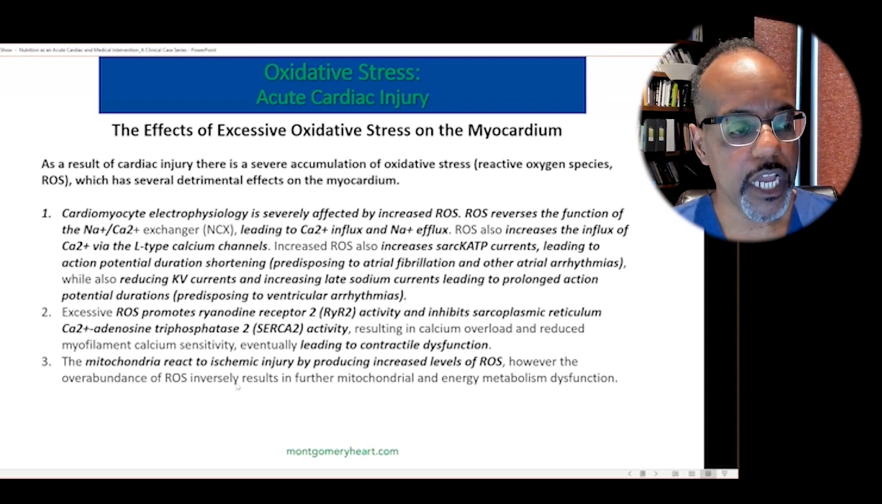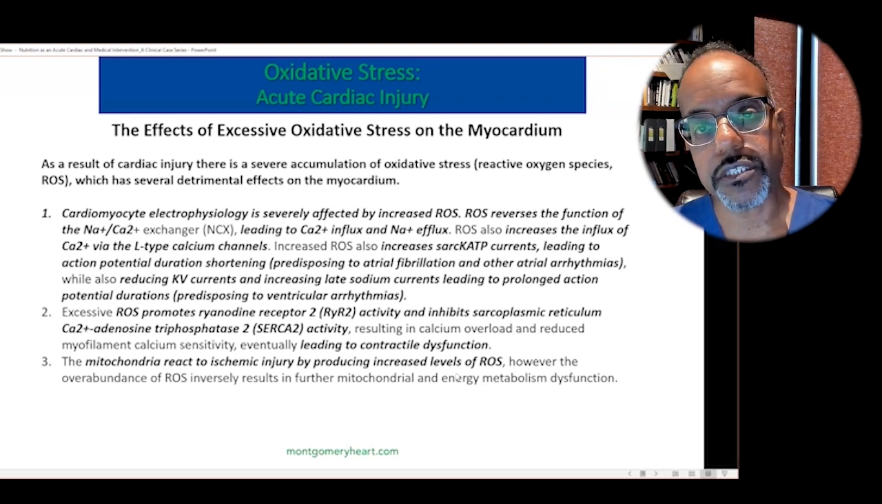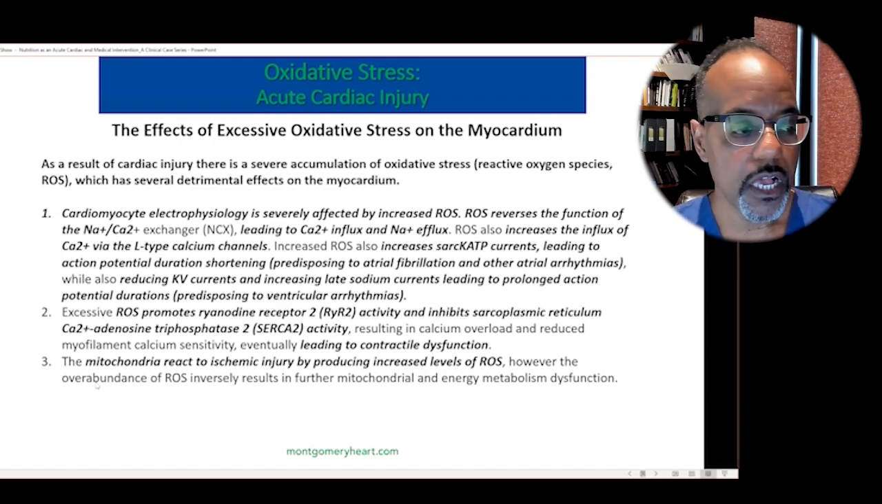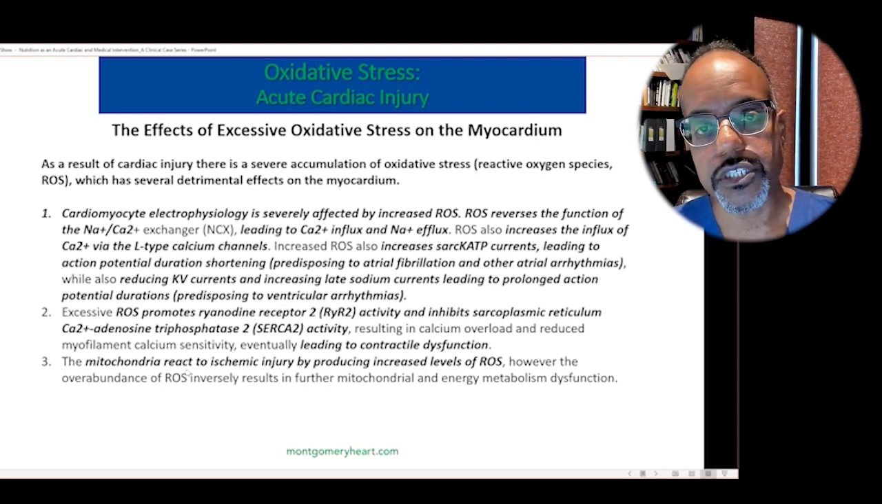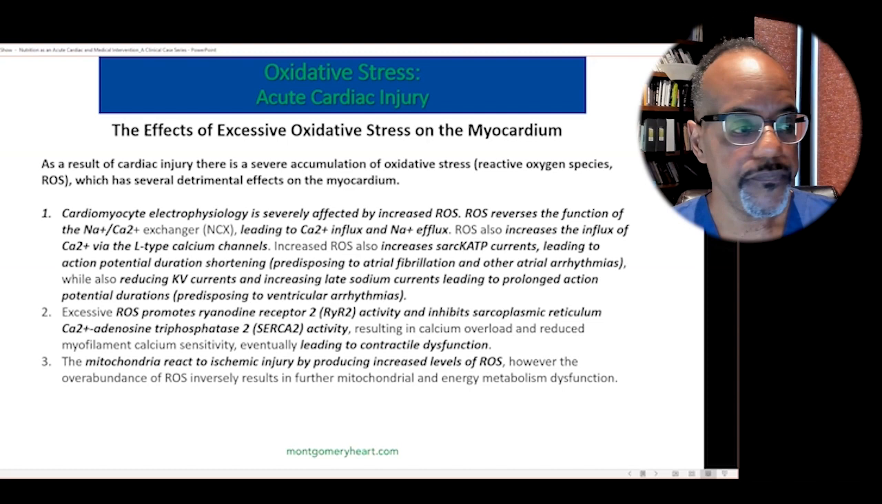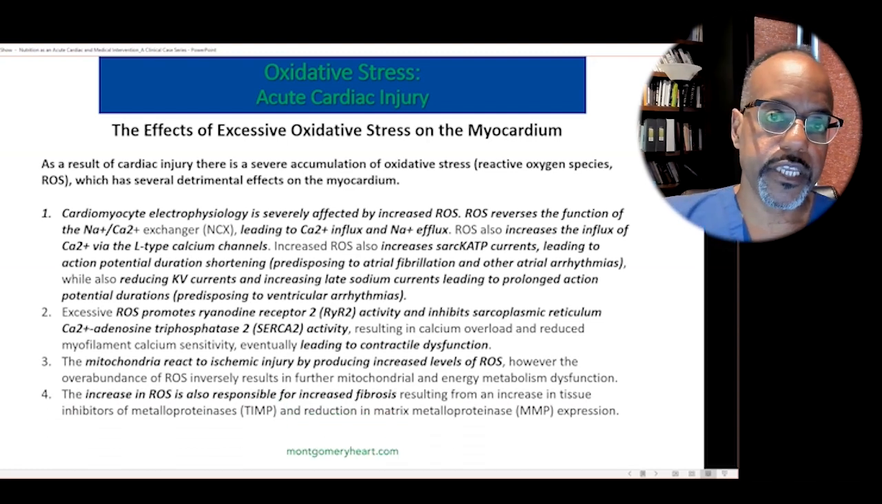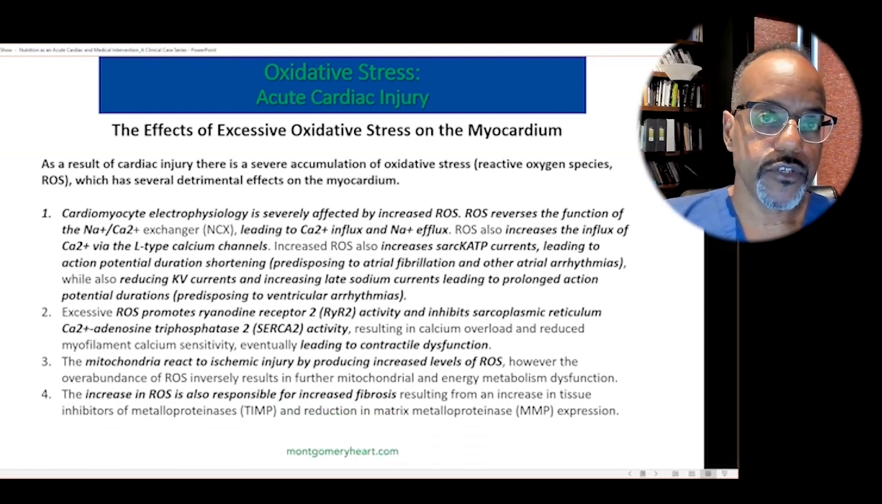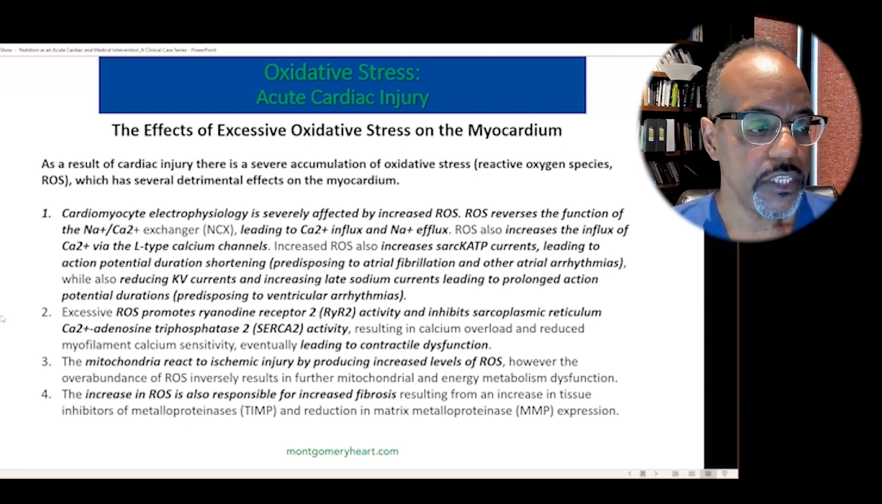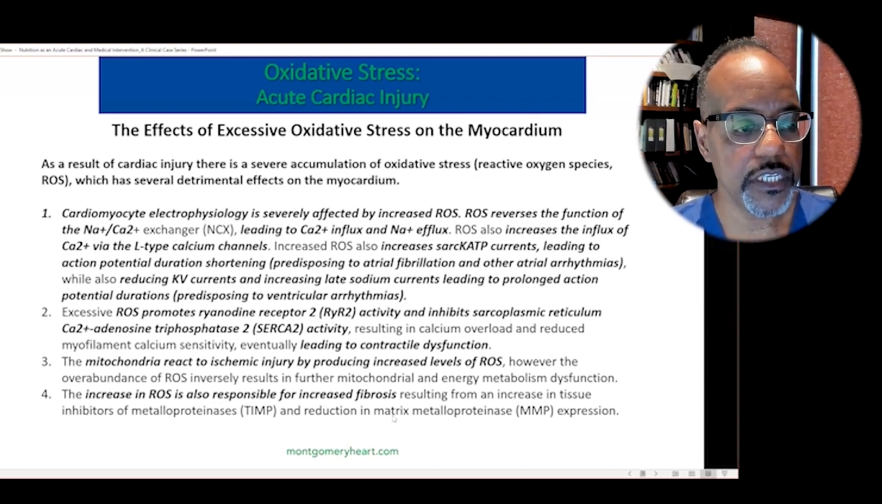Furthermore, you can have mitochondrial damage, which is secondary to ischemia, and then the mitochondria release more reactive oxygen species. Also, mitochondria are the energy cells for the body, so ATP production can be impaired, and some of these ATP-dependent biochemical reactions can be impaired. Increased reactive oxygen species can also directly lead to increased fibrosis.